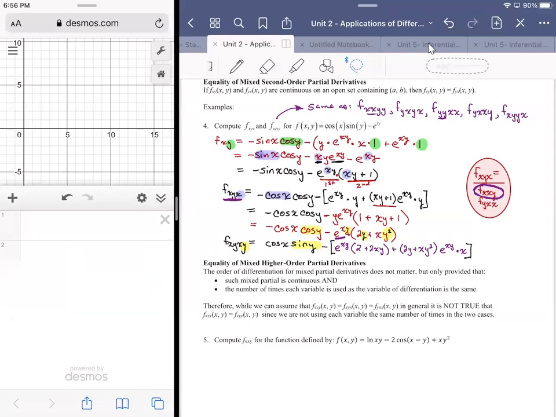So if I have to find f sub xy, I derive from, right, yeah, exactly. So it's the next level in the process.